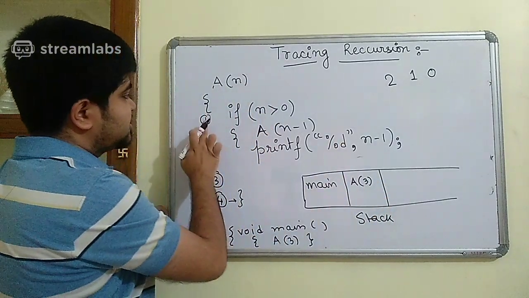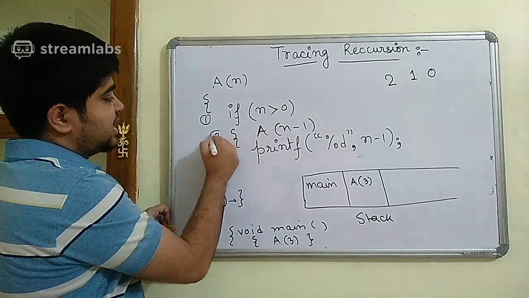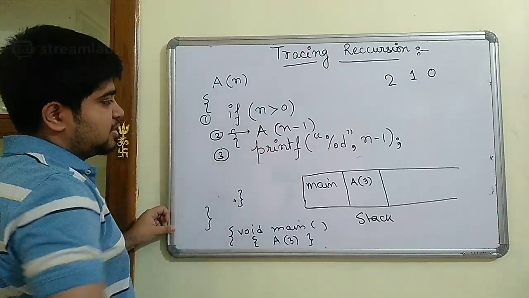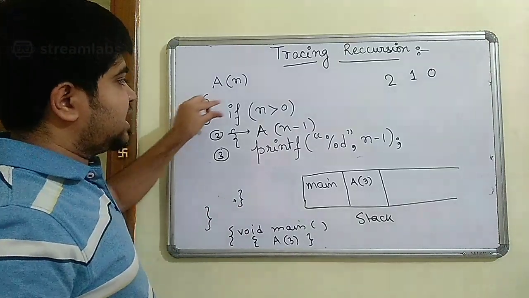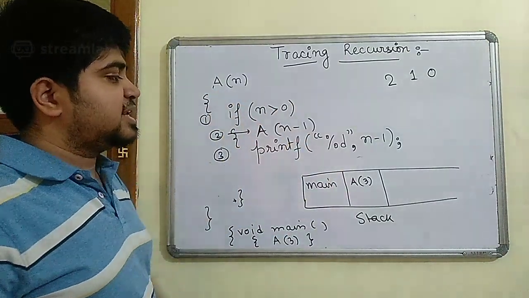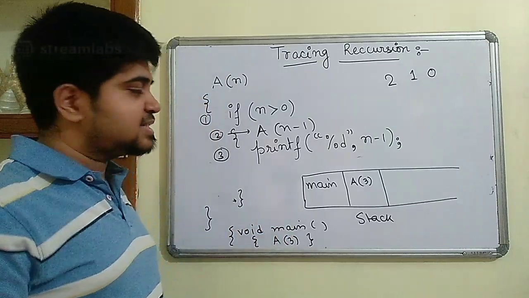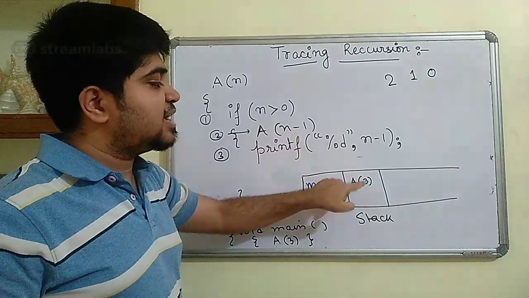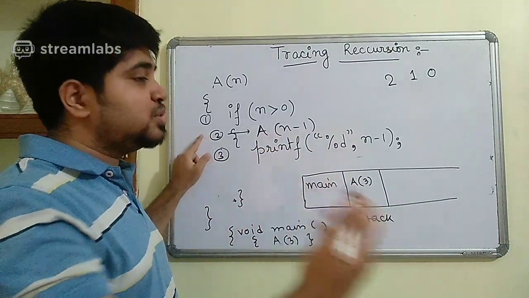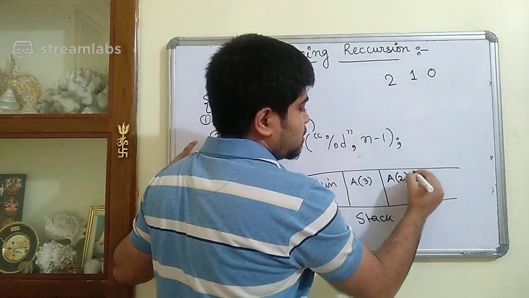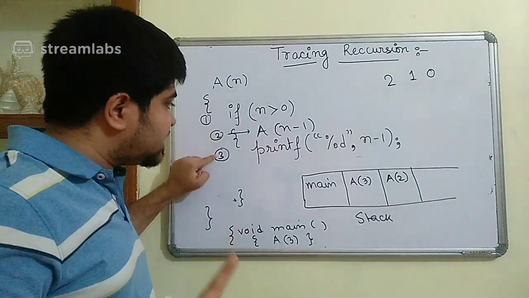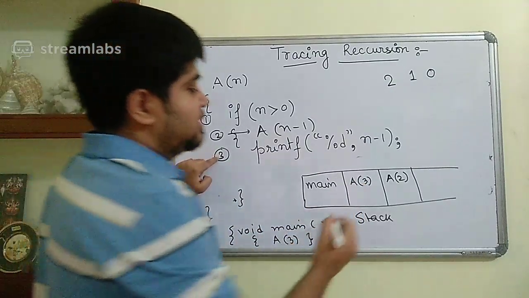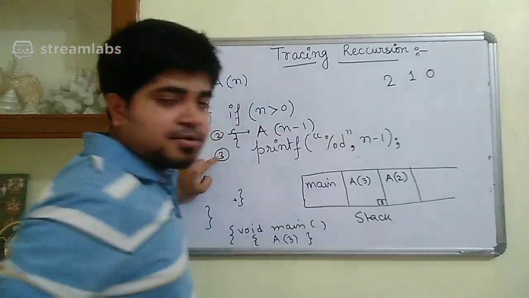How many lines are left? Just check once. This is the second line, this one, and this is the third line, right? Let's do it. So the first line is if n is greater than or equal to 0. 3 is greater than or equal to 0. Yes. Then the second line, a of n minus 1, n is currently 3, so a of 2 is called, which is fine. But which line is left to be executed for a of 3's instance? The third line. So this has not yet been executed.